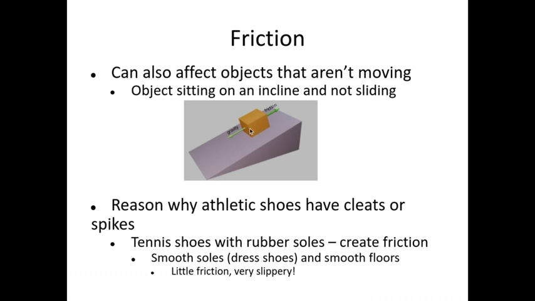So when objects aren't moving when they're on a ramp, that means that the friction is keeping it in place because that's opposing the movement that would be caused by gravity.